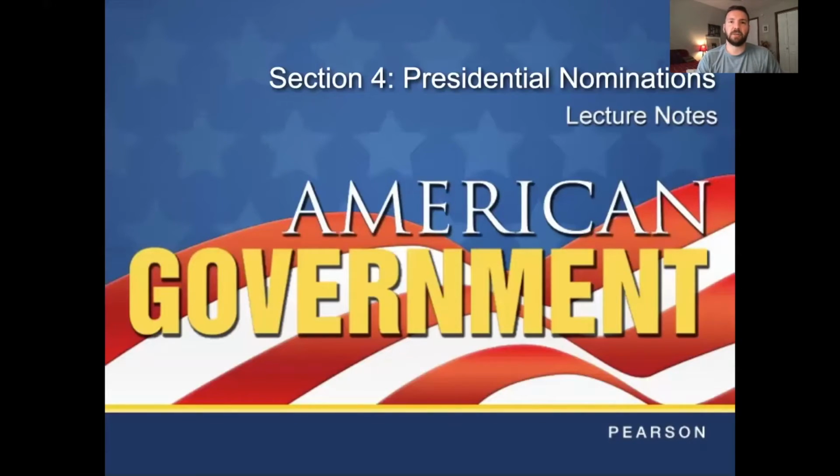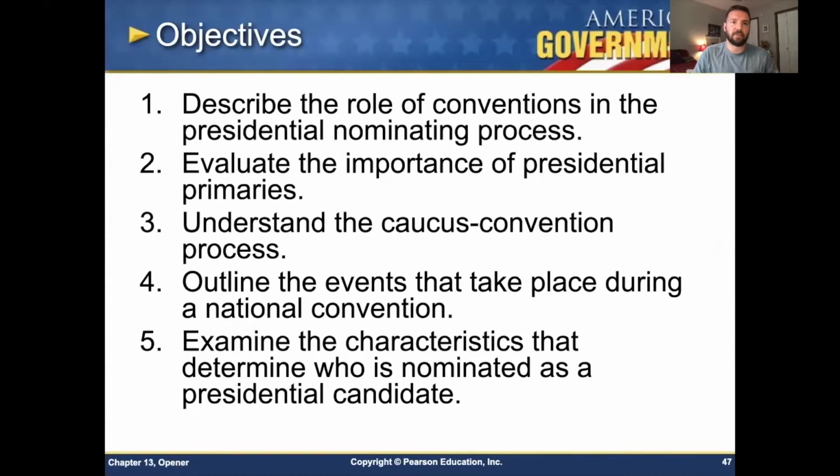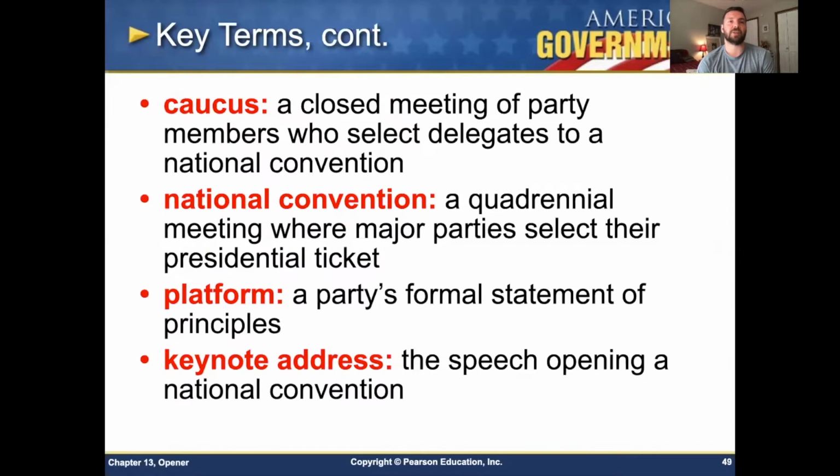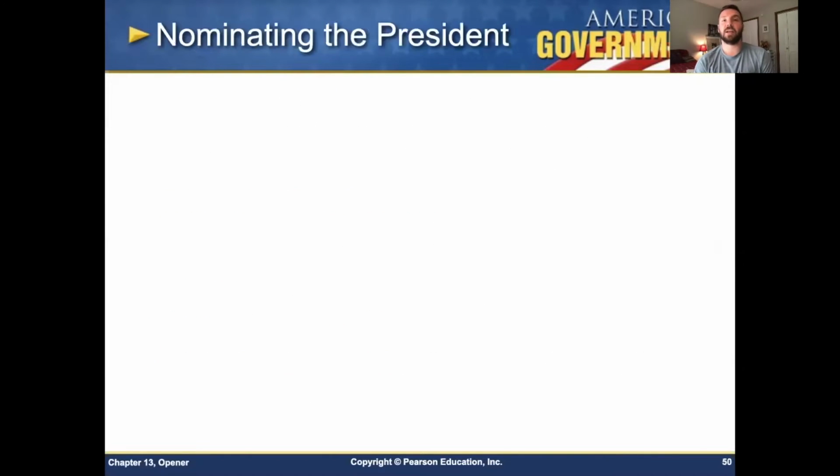So presidential nominations, objectives. Describe the role of conventions in the presidential nominating process. Evaluate the importance of presidential primaries. Understand the caucus convention process. Outline the events that take place during a national convention, and examine the characteristics that determine who is nominated as a presidential candidate. Several key terms: presidential primary, winner take all, proportional representation, caucus convention, platform, keynote. We'll explain all that as we go through these slides.